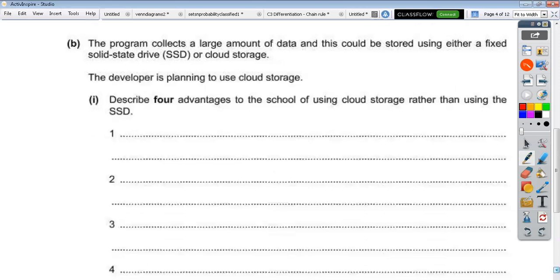Now, the program collects a large amount of data, and this could be stored using either a fixed solid state SSD or cloud storage. The developer is planning to use cloud storage. Describe 4 advantages to the school of using cloud storage rather than SSD. Someone quickly. Advantage of cloud storage over SSD.